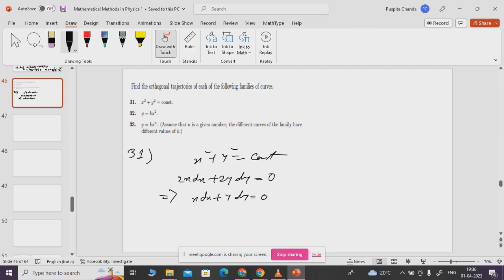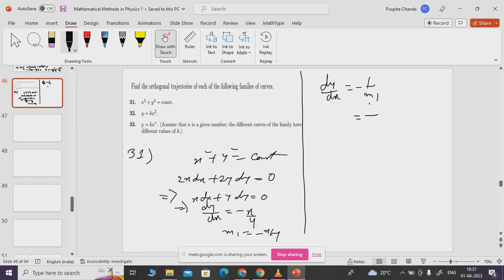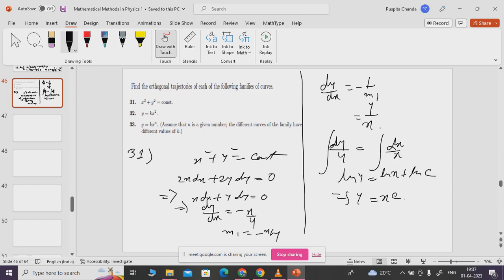We need to obtain dy by dx. So by derivative, 2x dx plus 2y dy is equal to 0. So x dx plus y dy is equal to 0. So dy by dx becomes minus x by y. So m1 is equal to minus x by y. The dy dx for orthogonal trajectories will be minus 1 by m1. So it will be y by x. So dy by y equals dx by x.